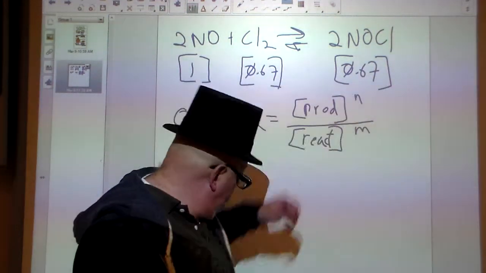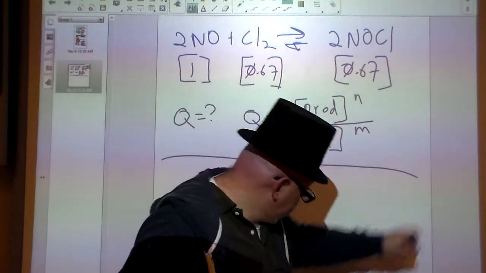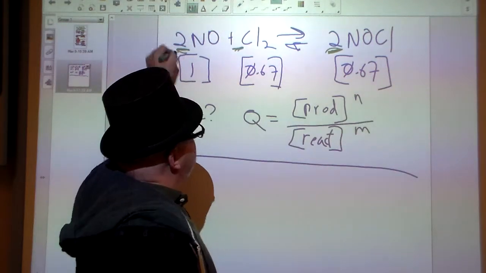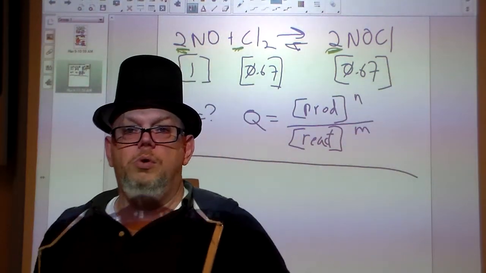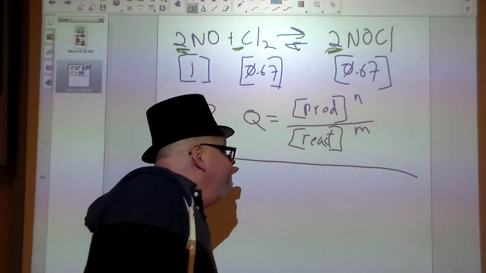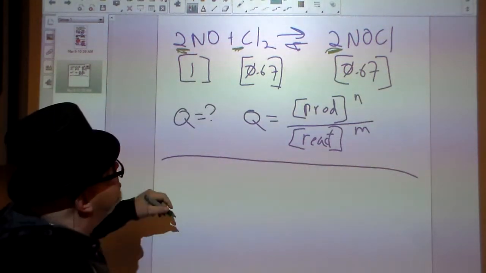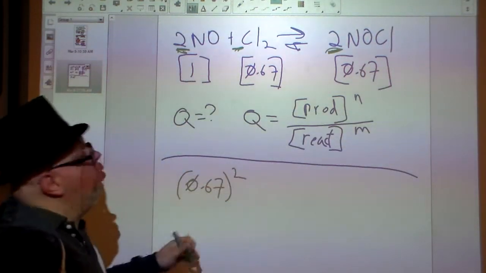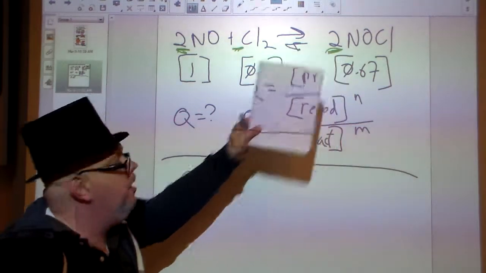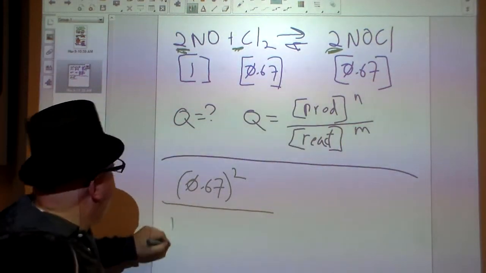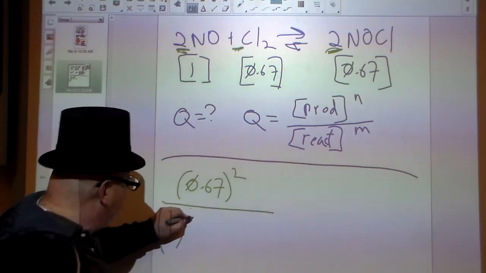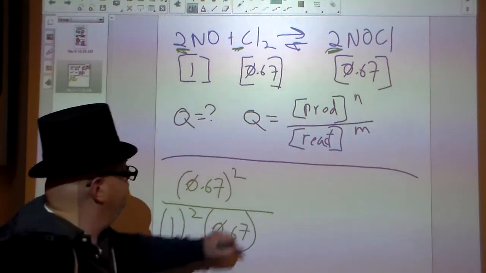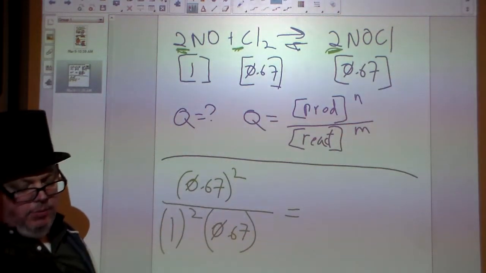Well, what's our product? We have our product here, okay? And notice we have to go back up here and look at our coefficients, because that's where it comes in when you're figuring this out. So let's look at it. We're going to have 0.67. We're going to square that because of the 2 there. And we're going to divide that by 1, which happens to be squared, times 0.67. And this is what we would have.